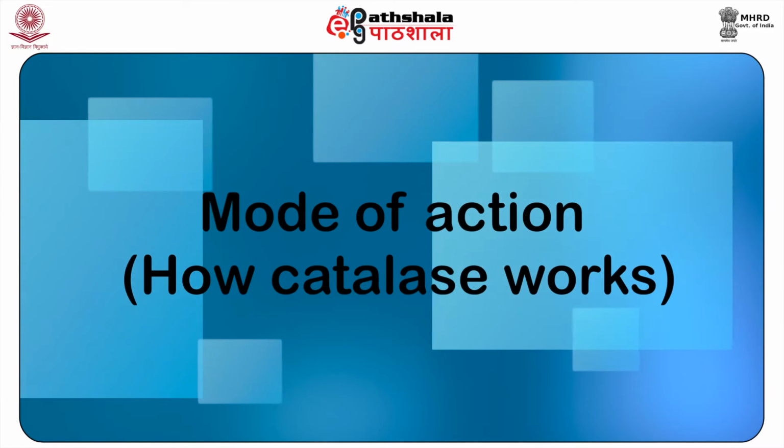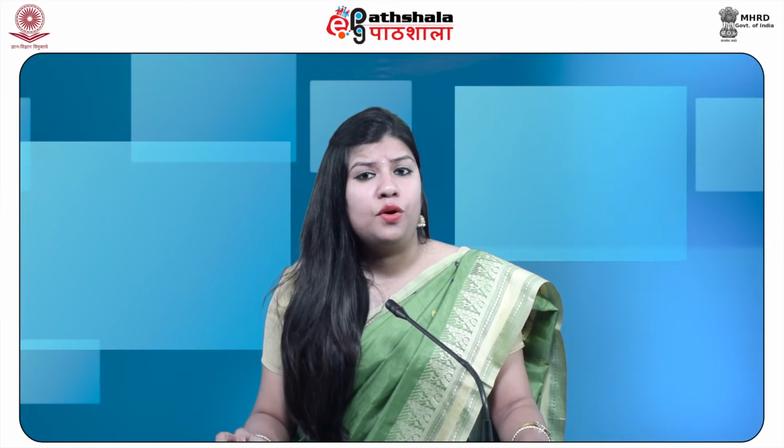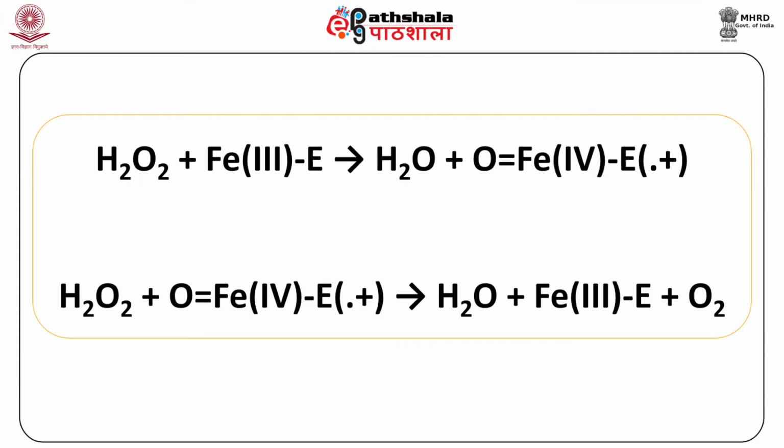Next, we move on to the mode of action, that is, how does catalase work? Although the exact mechanism of catalase is not known, yet it is believed to occur via a two-stage mechanism in which the heme iron is alternately oxidized and reduced by hydrogen peroxide at the active site. The first step involves the oxidation of heme to an oxyferryl species by one H2O2 molecule. So, here iron is changing from +3 state to a +4 state, while the second step involves the regeneration of the enzyme by another hydrogen peroxide molecule to produce water and oxygen.